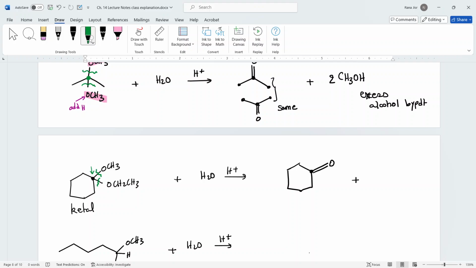And then see what I have here. I have two different types of alcohols. I have a CH3O.